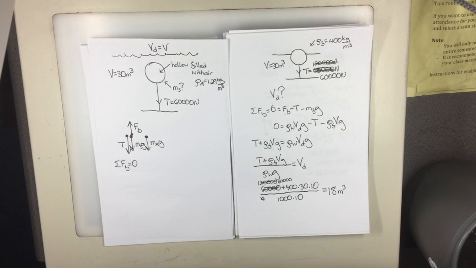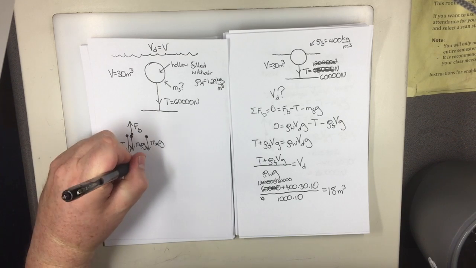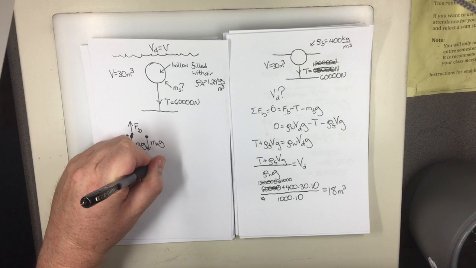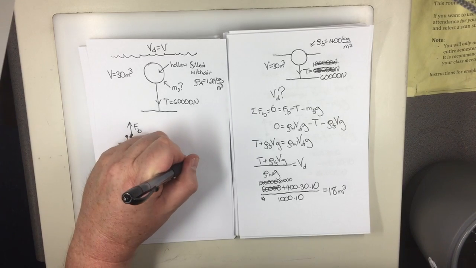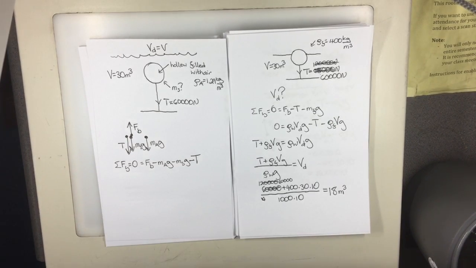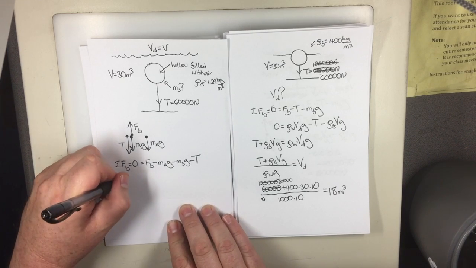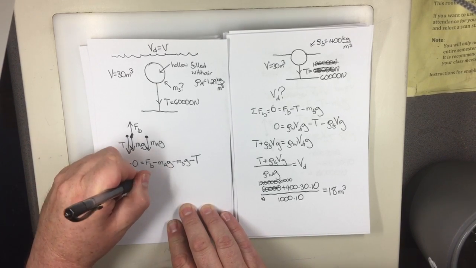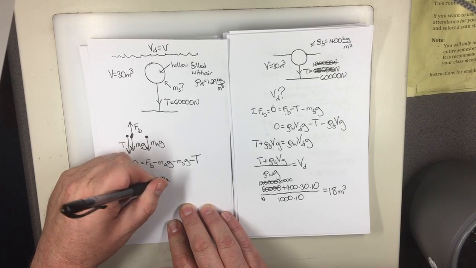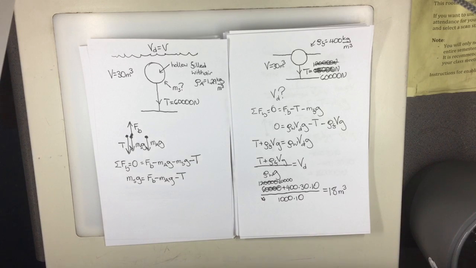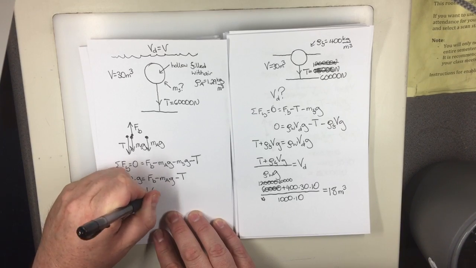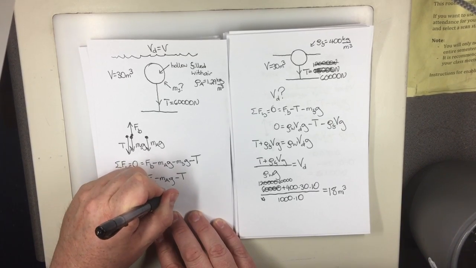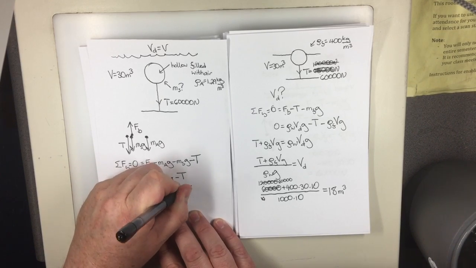I know we're in translational equilibrium, so the sum of the forces in the vertical is equal to 0. That leaves me with buoyant force up, mass of air, gravity down, mass of shell, gravity down, and tension down. All I'm looking for is the mass of the shell, so I solve for it. Mass of the shell, gravity, is F_B minus M_A g minus T. Therefore, mass of the shell is 1 over gravity, buoyant force, mass of the air times gravity minus tension.